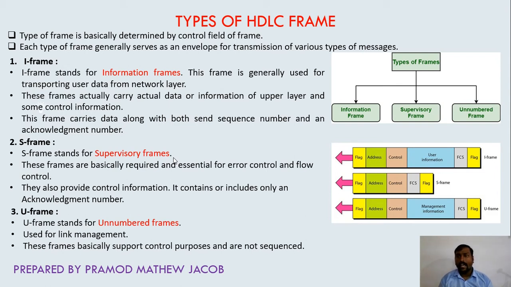It contains the acknowledgement number. And the last is the U frame, which stands for unnumbered frames. This is usually used for link management, that is, establishing the link between the sender and the receiver. These frames basically support control purposes and are not sequenced.